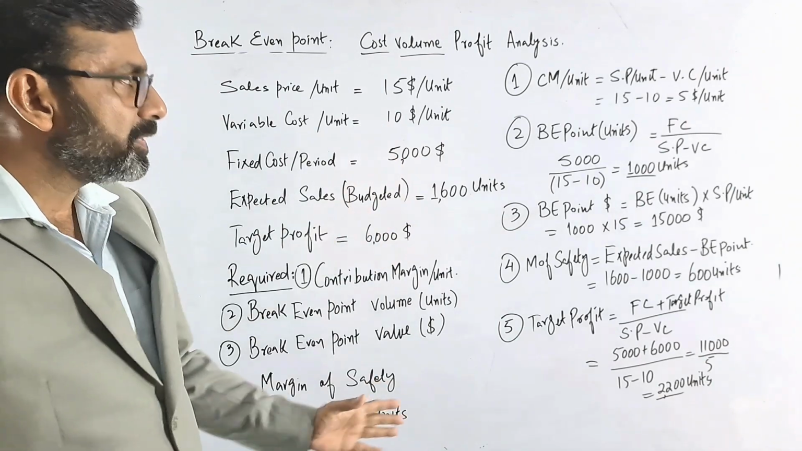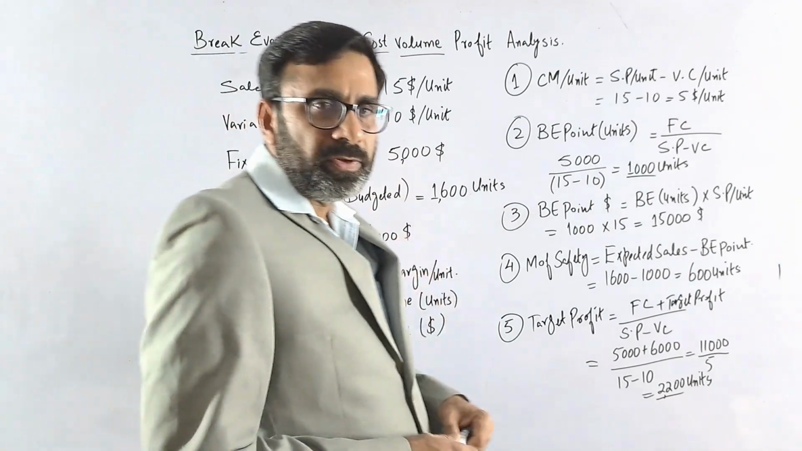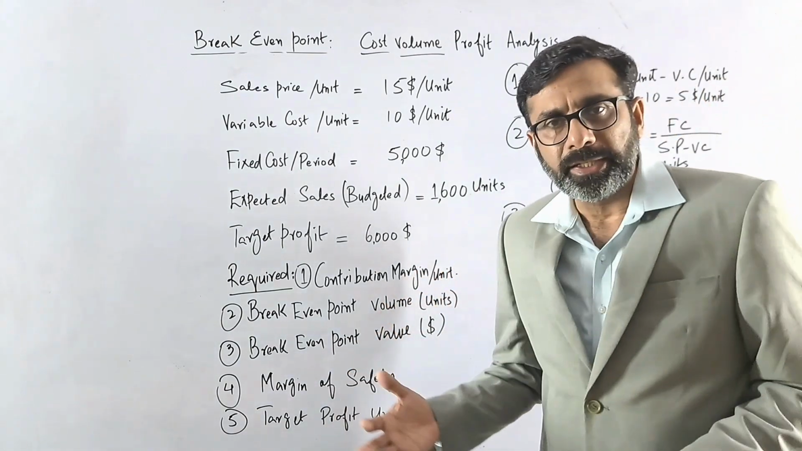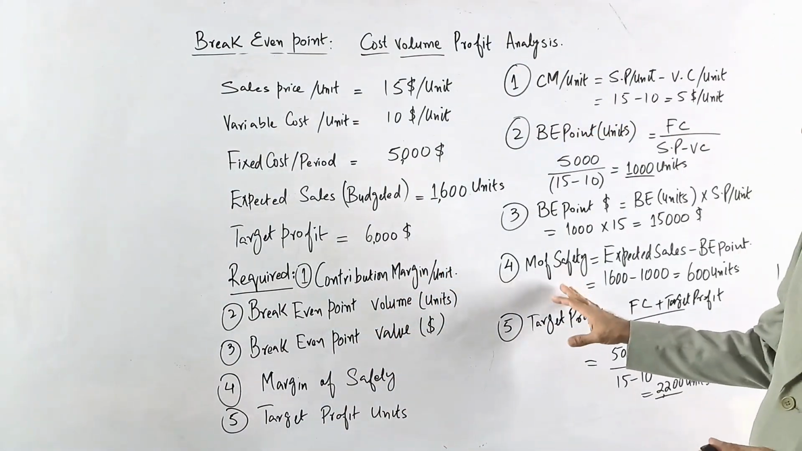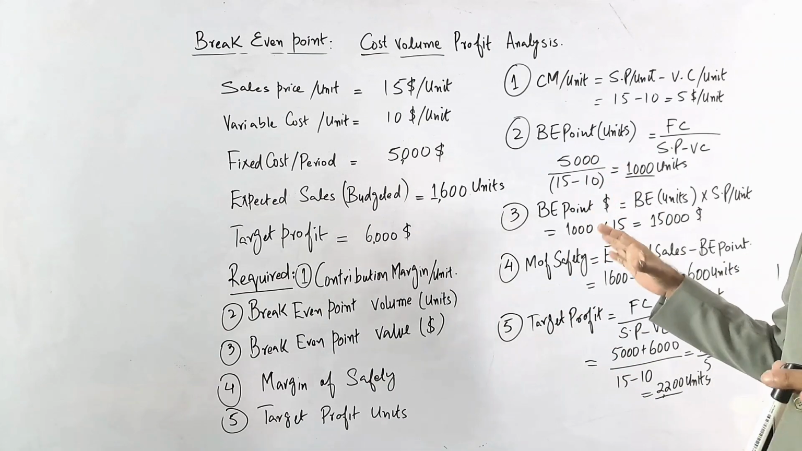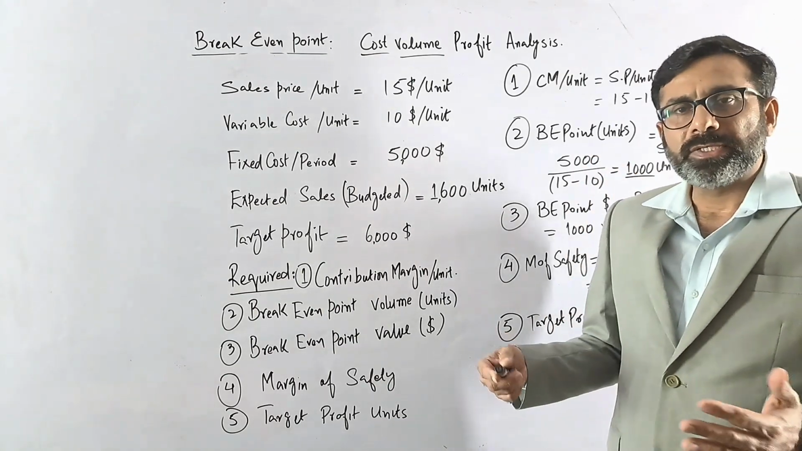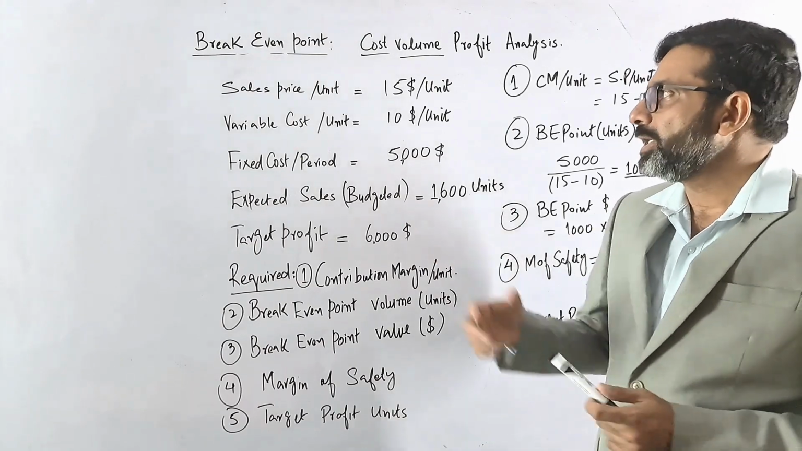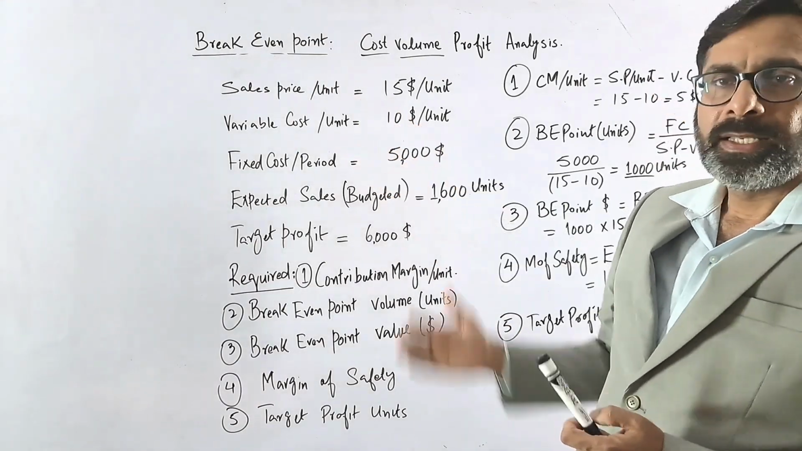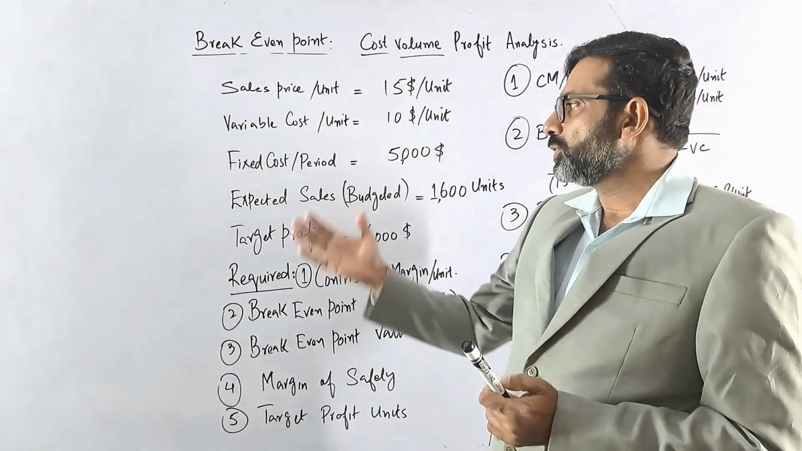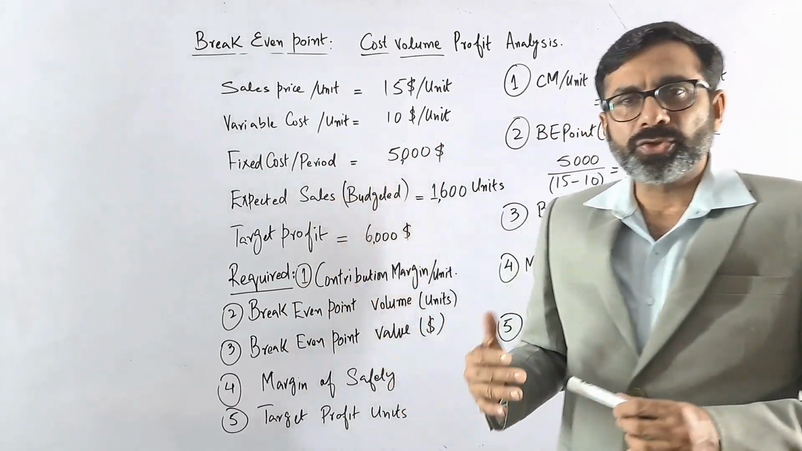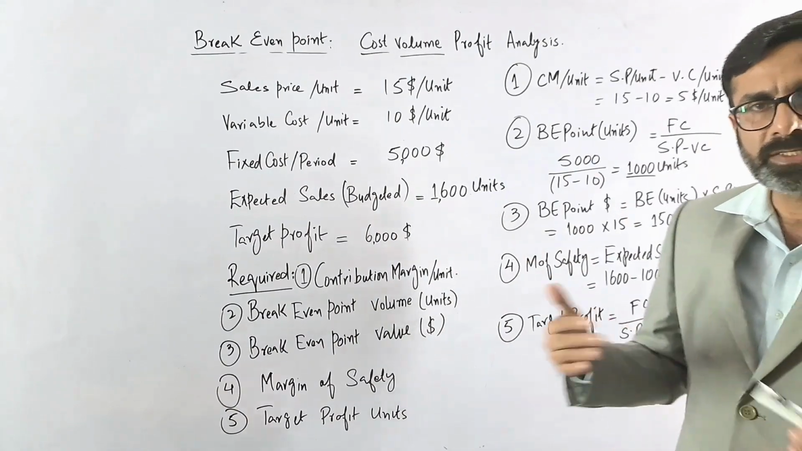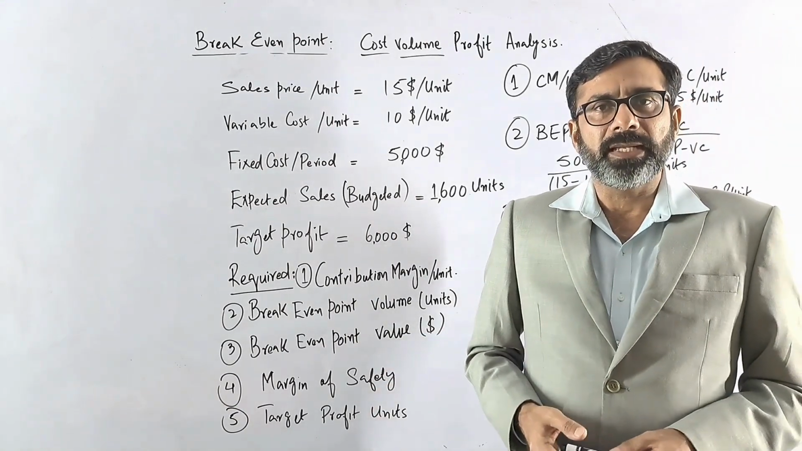So this is the concept: how we calculate the break-even point, the contribution margin, the target profit, and even the margin of safety. So this is the concept for today. We are going to discuss more things related to, for example, any change in the sale price, change in the variable cost, or change in the fixed cost, and what the effect of those changes will be on the break-even point. These are the things we are going to discuss in the next lectures.